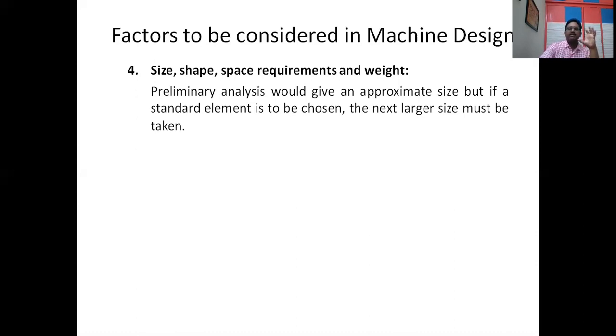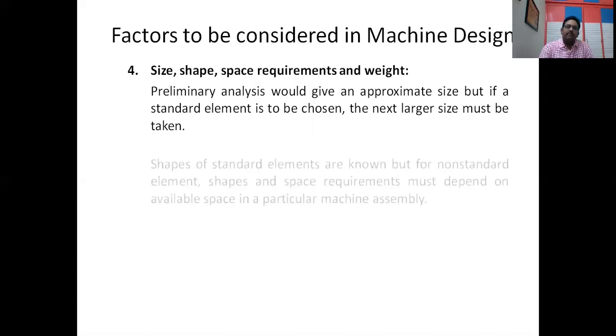For example, I have calculated that a bolt of 21.23 mm nominal diameter is required. But that bolt is not available in the market. So what do you have to adopt? You have to adopt the next highest. That is, you have to take 22. If 22 size bolts are not available, then we should go for the next one, 23 or 24. So based on the availability, that size has to be determined.